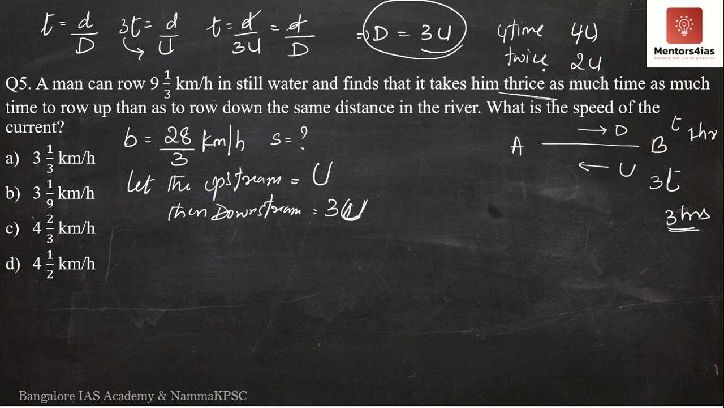So if the question ever says twice the time, write it as 2u. If it says 5 times the time, write it as 5u. Okay, so I hope it is now clear.